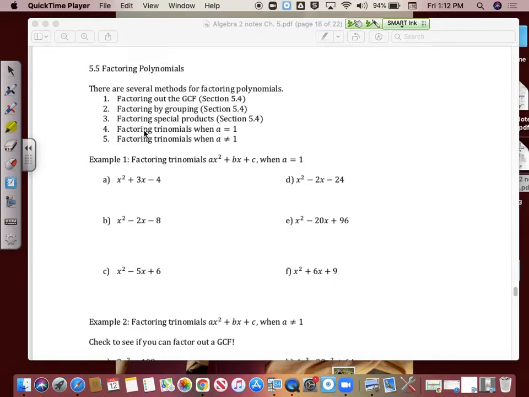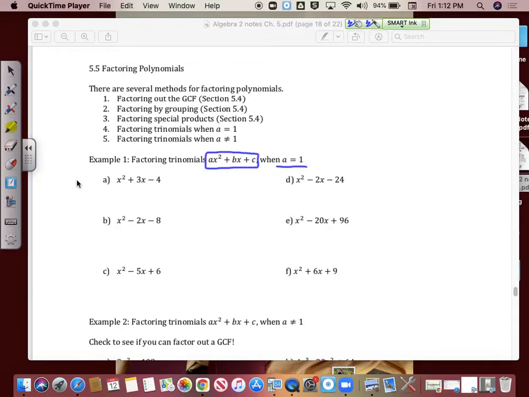going to be seeing trinomials when there's two situations that happen. The first number in the trinomial will either be 1 or it will not be equal to 1. So in example 1, we're going to be factoring trinomials. Trinomials are always in this format. So the format, the original way that it's going to look is ax squared plus bx plus c.